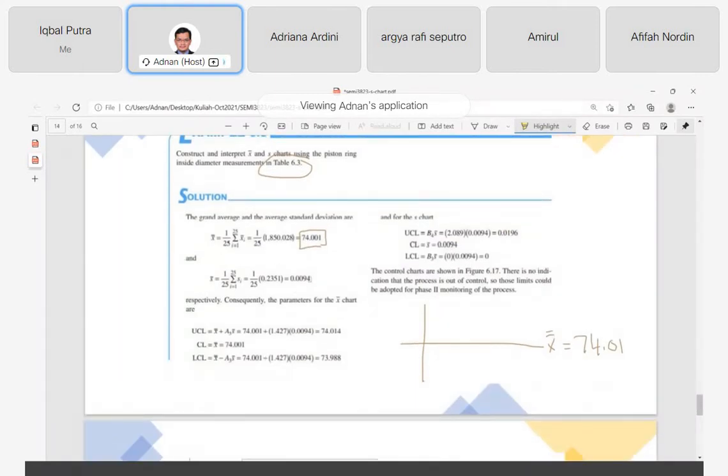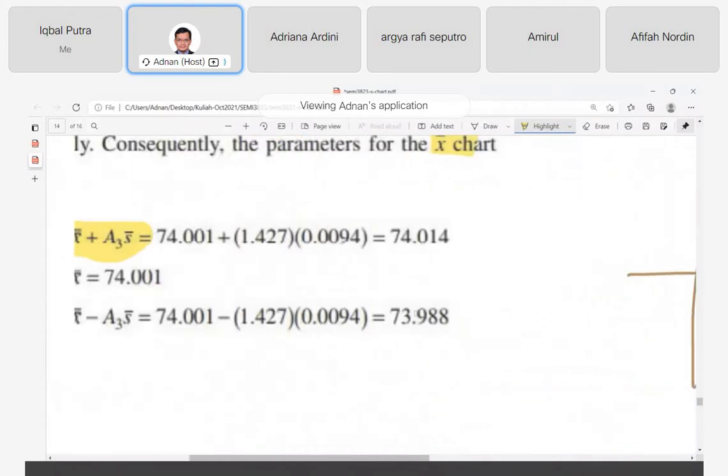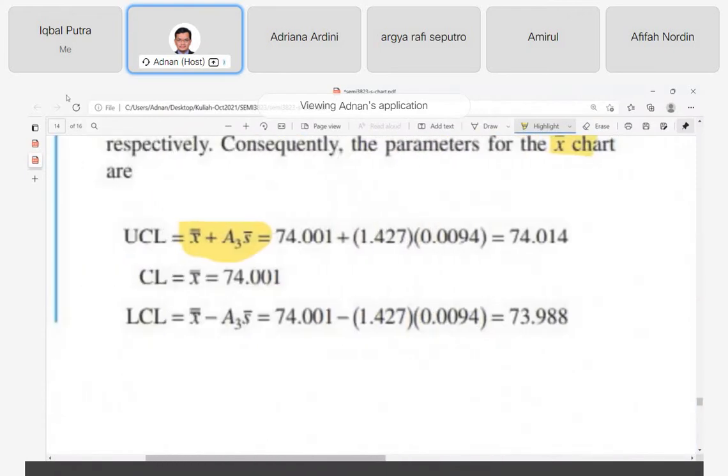Okay, you see here, you get it. So you get now X bar, and you already get X double bar, and also you got S bar. So now we are ready to provide the X bar chart using this formula. See this formula? Very simple formula. A3 S bar, A3 from the table, you can get this number. And the difference here is this is positive, this is negative.